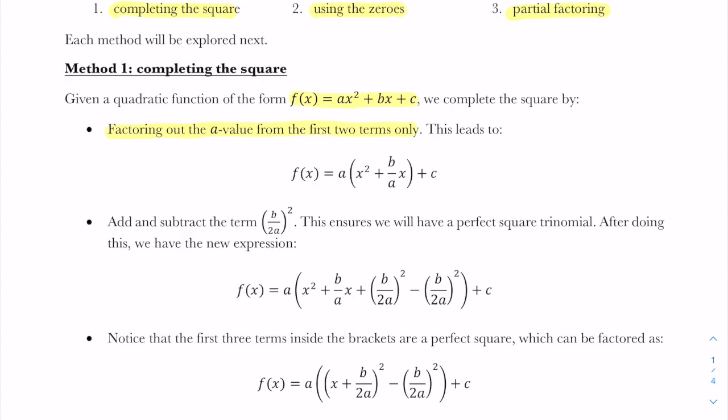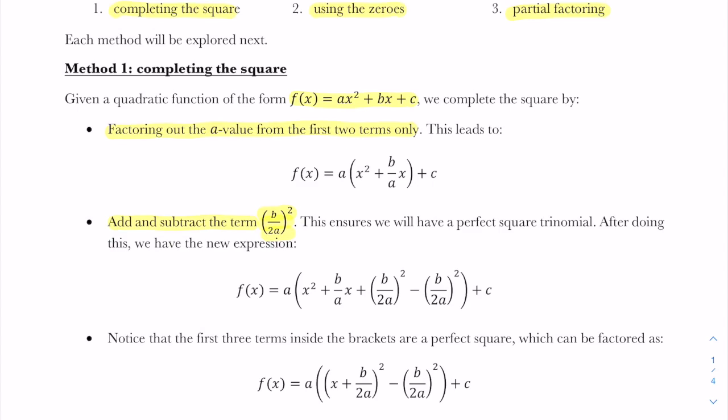In our second step, we add and subtract the term b over 2a all squared. By adding and subtracting the same thing, you're effectively adding 0, which doesn't change your expression, but doing this ensures that you have a perfect square trinomial, which you'll be able to factor later. This is algebraically what it looks like to add and subtract b divided by 2a all squared.